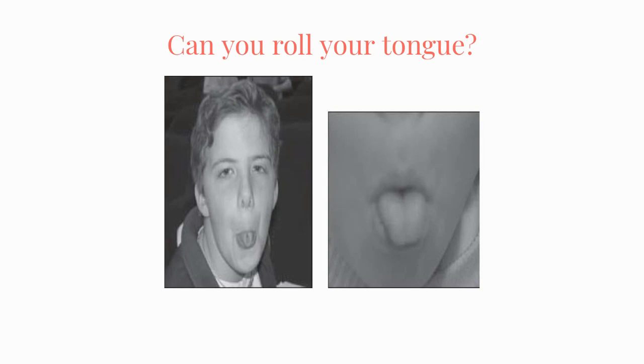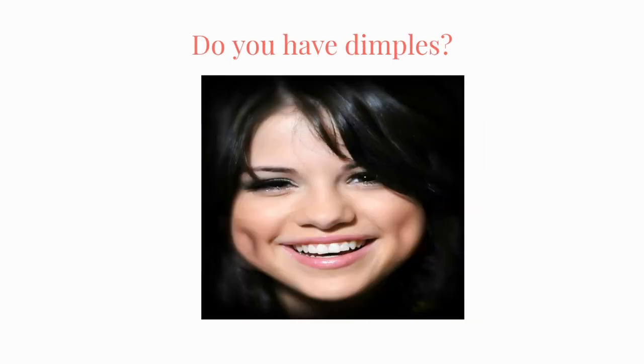Okay. The next trait that I want to talk about is having dimples. So dimples are small natural indentations on your cheeks. They can appear on one or both sides. They sometimes change with age, and some people are born with dimples that disappear when they're adults. Some people even develop dimples later on in their childhood.